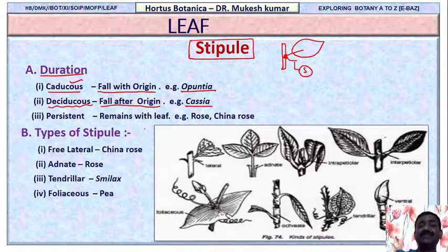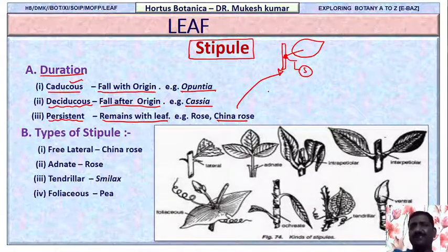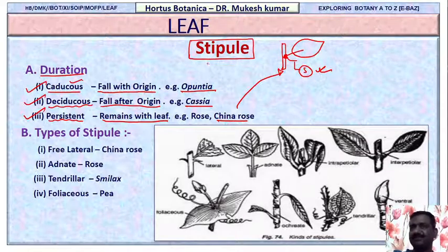And sometimes they will remain along with the leaf, and these are called persistent, meaning the stipule will remain with the leaf. For example, China rose: when you see the leaf, it will have the leaf base, and from that leaf base there will be a stipule. That stipule is still visible, meaning they are persisting along with the leaf. So this is called persistent. This is a very common terminology. It will also be used in flowers and other terms, right? So very common terms: caducous, deciduous, and persistent. Here we are talking with respect to the stipule, right?